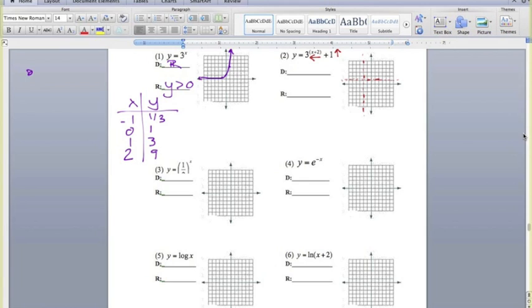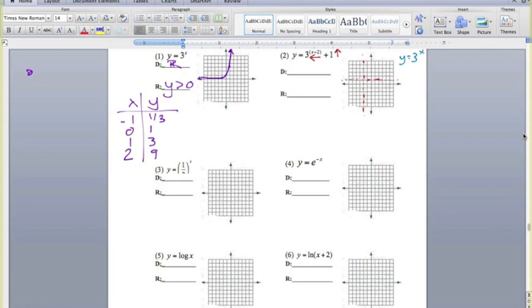Then we want to make a chart for the parts of the function we didn't shift. So we shifted the +2, we shifted the +1, so we want to make a chart for y equals 3 to the x. Which is rather convenient because that's actually the chart we already made for number 1, so we don't need to make it again.